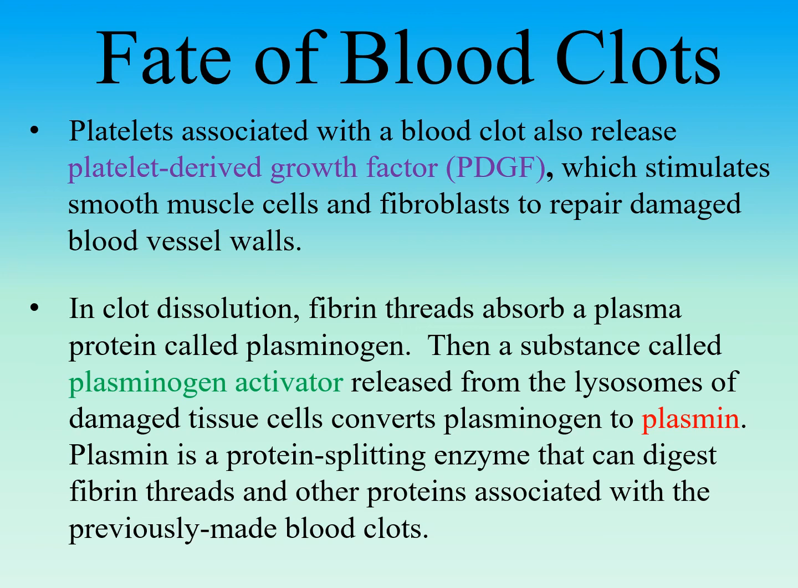Well, what occurs here? Once the fibrin threads absorb this inactive form of the plasmin, called plasminogen, the surrounding tissue cells that were initially damaged are going to release what's called plasminogen activator. And as the name implies, it's going to activate plasminogen. It's going to take the inactive form of the substance and convert it into the active form of the substance, called plasmin.